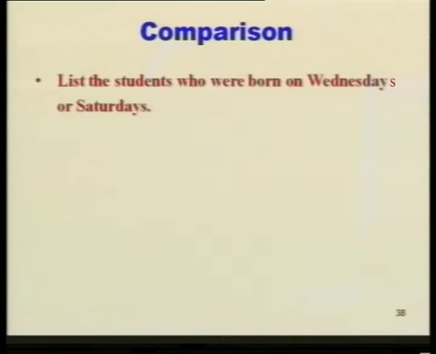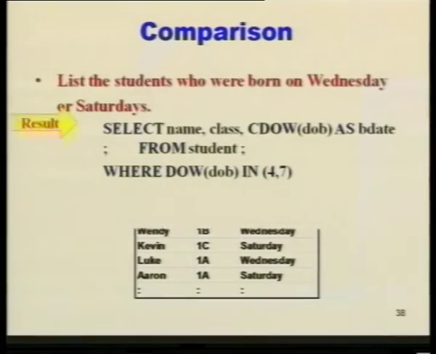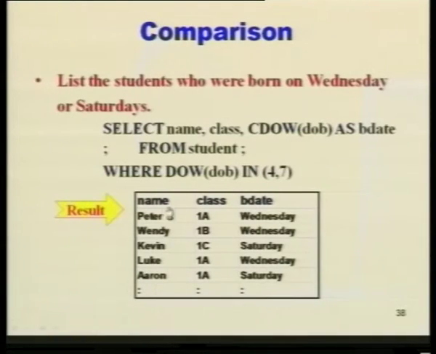List the students who are born on Wednesdays or Saturdays. Select name, class, day of date of birth as birth date from student where day of date of birth IN (4, 7). We are using the IN operation, assuming that 4 stands for Wednesday and Saturday is 7. So this is a comparison operation. You will get the name, the class and the birth date of all people born on Wednesday or Saturday.